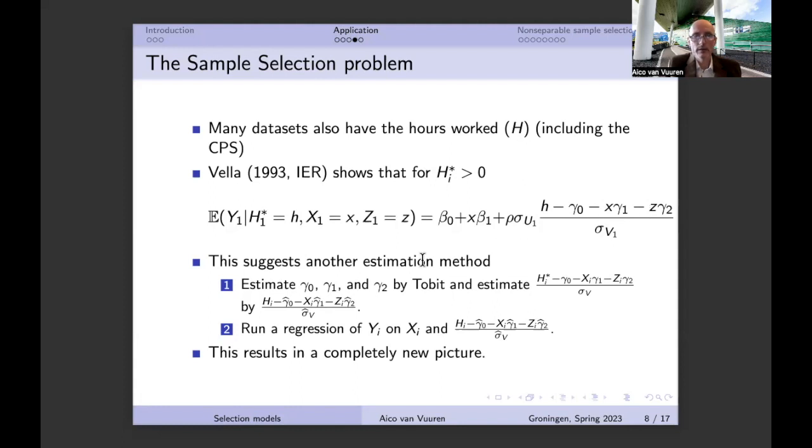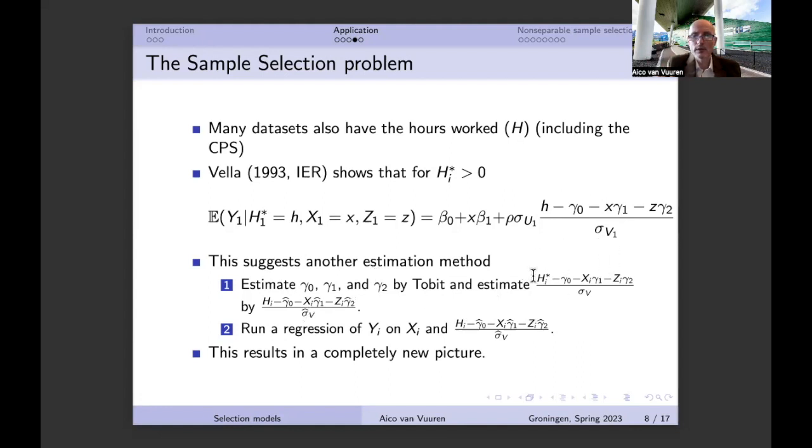What we can do now is, instead of doing probit in the first step, do tobit and estimate gamma 0, gamma 1 and gamma 2, and even this sigma V1 that we have over here. Then we can substitute the estimators, so gamma 0 hat, gamma 1 hat and gamma 2 hat, as well as sigma V hat, in sigma V.